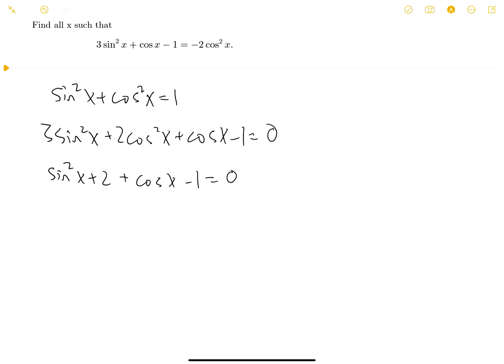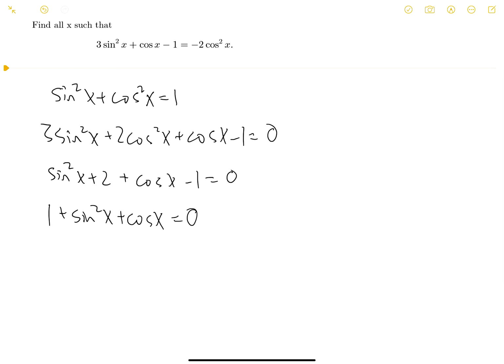And now, if we simplify, this simply becomes sine squared x plus 2 plus cosine of x minus 1 equals 0. And this is because 2 sine squared x plus 2 cosine squared of x is 2 from the above identity. And now 2 minus 1 is simply 1, so we have 1 plus sine squared x plus cosine x equals 0.